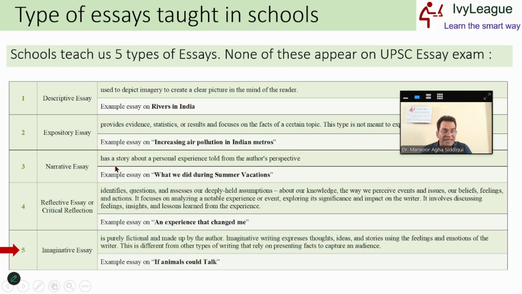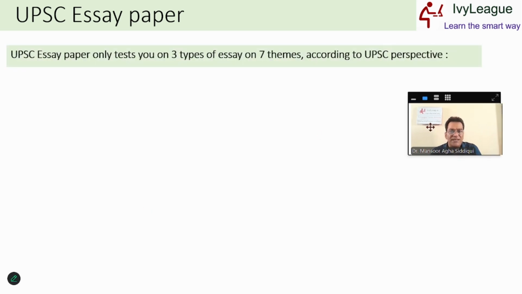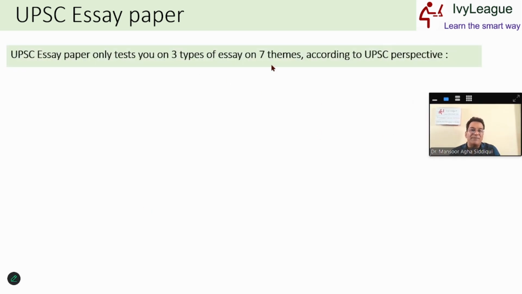Now, none of the essays which appear in case of UPSC are of these five types. They don't belong to these five types at all. But then our essays in UPSC will have certain components which will be picked up from different types of essays, as we'll see later. So let's see what really appears in case of the UPSC essay paper. UPSC always tests you only for three types of essays, which are upon seven different themes. And those essays have to be written according to something called a UPSC perspective, which we are going to slowly understand.